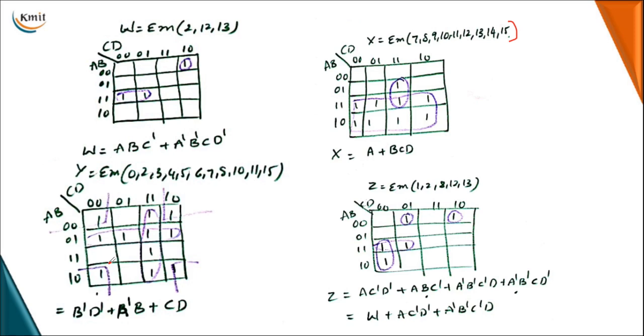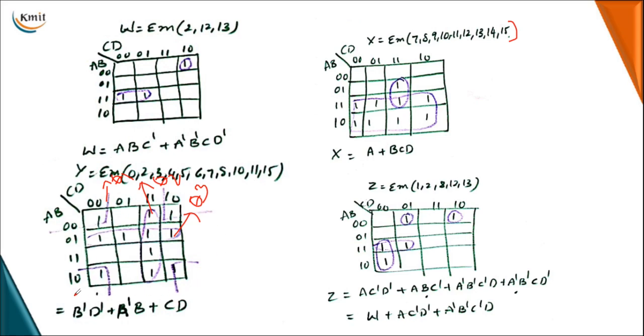Y is equal to sigma m of 0, 2, 3, 4, 5, 6, 7, 8, 10, 11, 15. Mapping the function, we can observe here that we can form 3 number of 4-square adjacencies. So this belongs to your first quad because all are at your corner cells. So corner cells can form quad 1. Column wise this belongs to quad 2, and row wise this 4 belongs to quad 3. So with the 3 quads we can cover all the minterms.